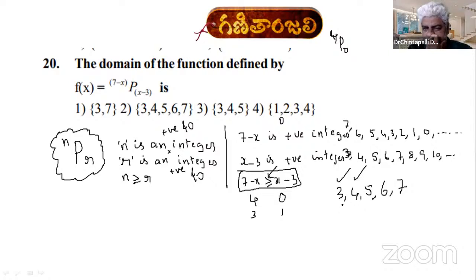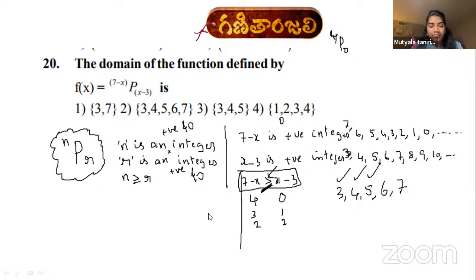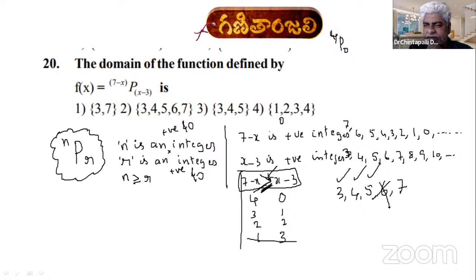Next, 5: 2 and 2, sir. Greater than or equal to is there, right? So 5 is also accepted. Take 6: 1 and 3, sir. Is it satisfying or not? 1 is not greater than or equal to 3, so it is not true. So 6 is not selected.